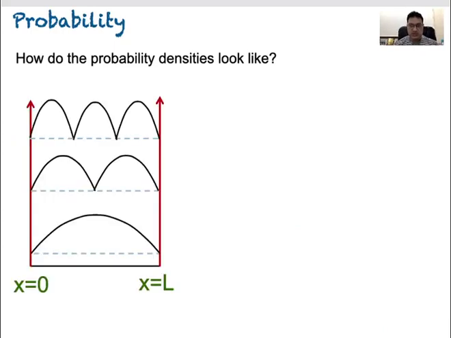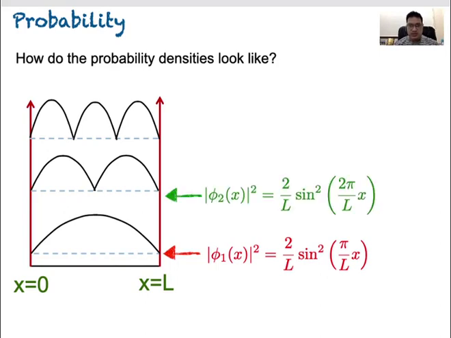So what is the probability density? The probability density is the modulus square of your wave function. If you plot, let's say, phi 1 of x square, then it will be 2 over L sine square pi over L x. That is your probability density for the first state. This is the probability density of your second state, and this is the probability density of your third state. So this is the way the probability density looks.